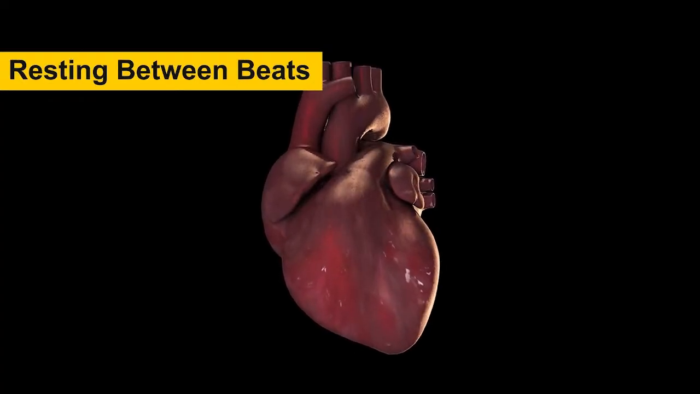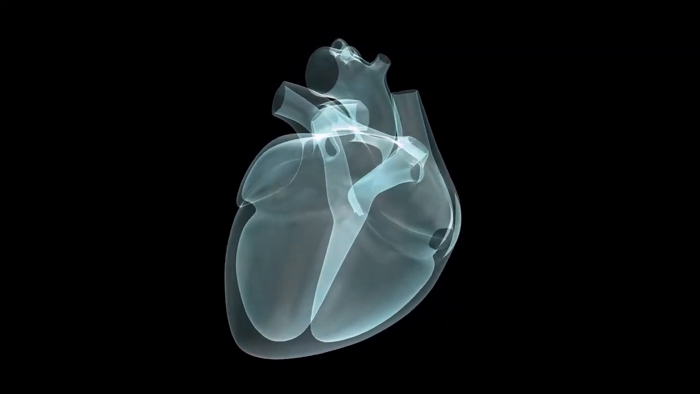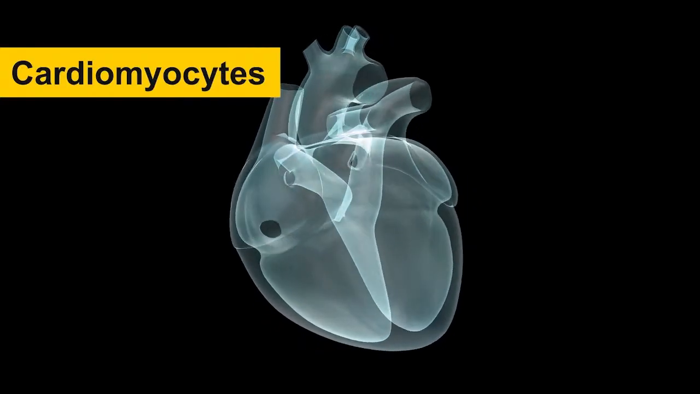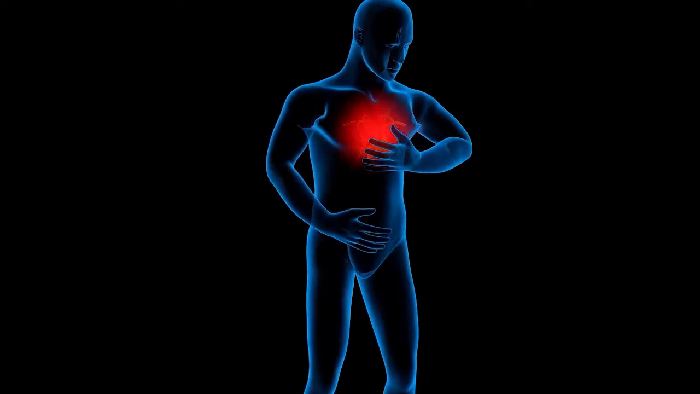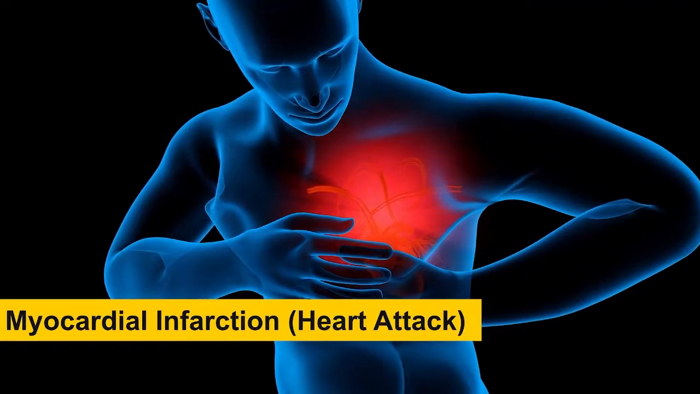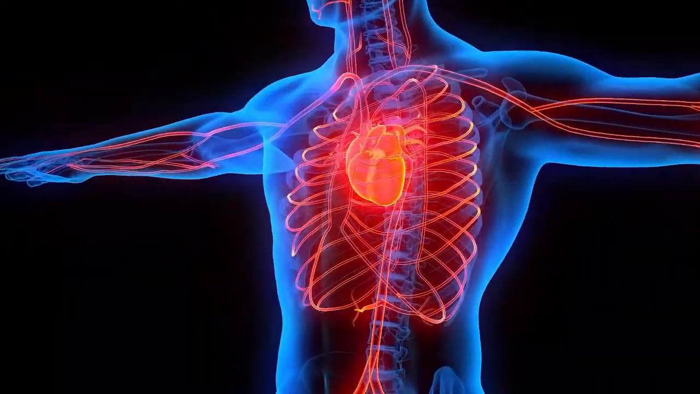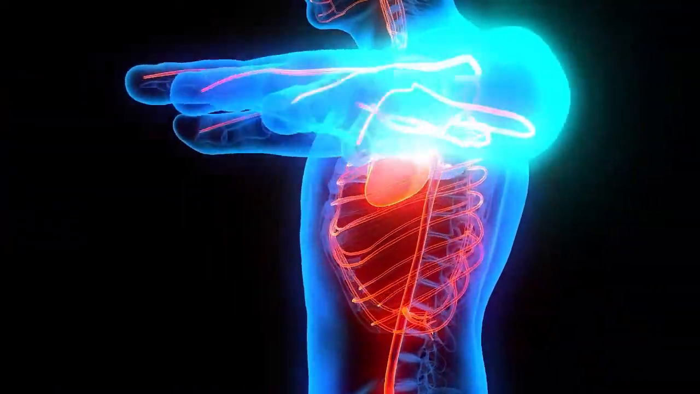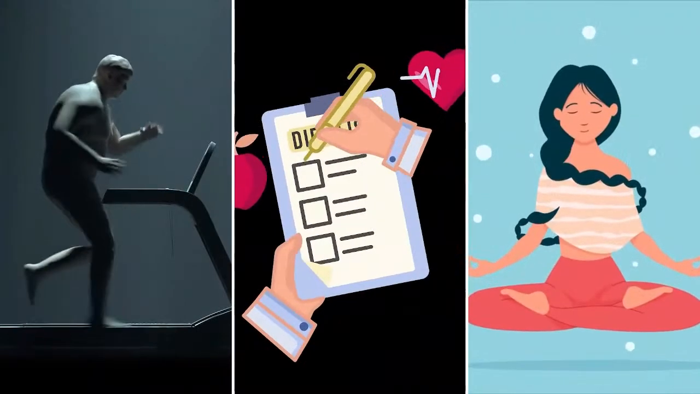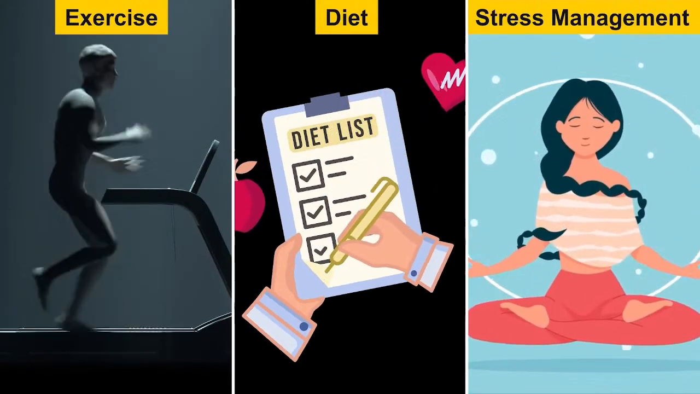times per day. Despite its endurance, the heart is not invincible. Cardiac muscle cells, known as cardiomyocytes, have limited regenerative capacity. That's why damage from conditions like myocardial infarction or heart attack is often permanent, and prevention is critical. A healthy heart relies on proper blood flow, balanced electrolytes, especially calcium, sodium, and potassium, and regular oxygen delivery. Lifestyle factors such as exercise, diet, and stress management directly impact cardiac health.